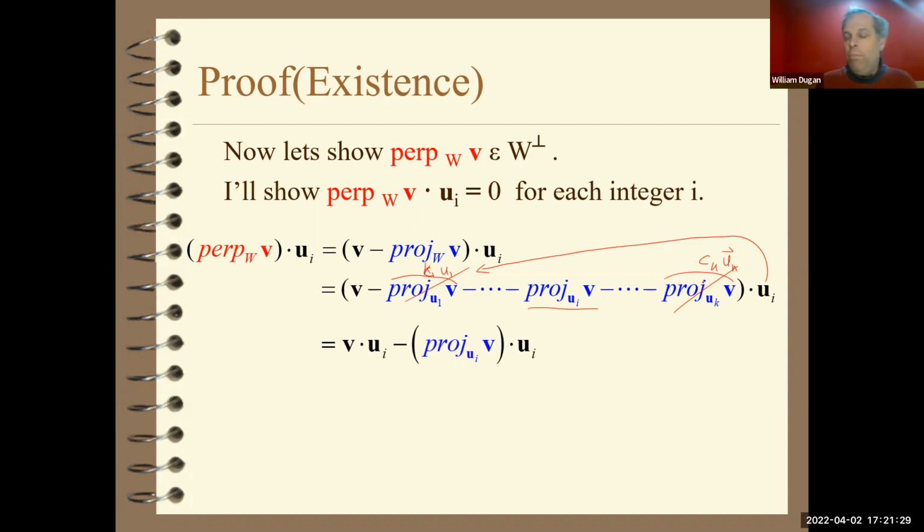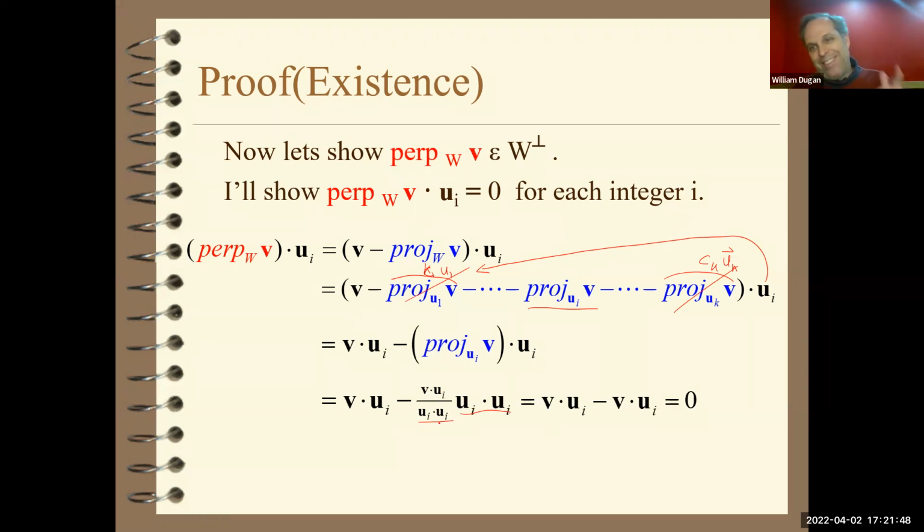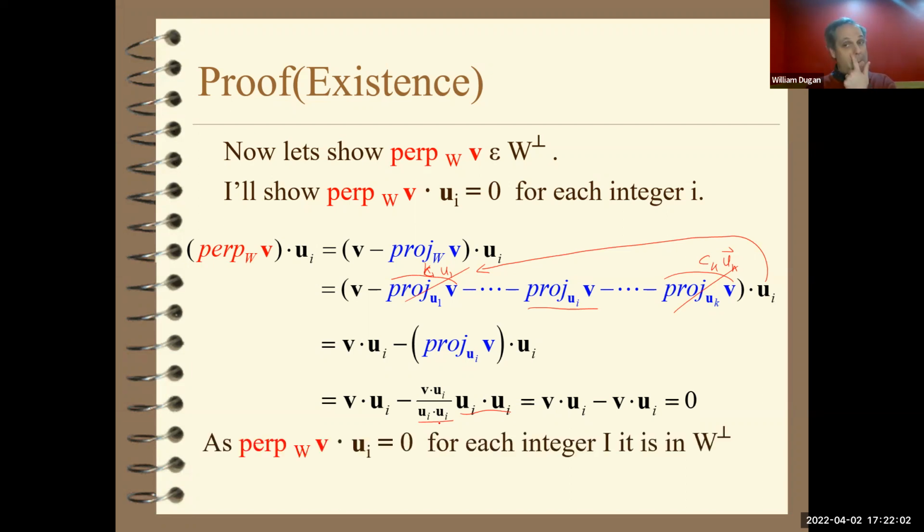But we know a formula. We know the formula for the projection of V upon UI. It's just that. But notice then that you have UI dotted with itself, both being multiplied and being divided. So they cancel, giving you V dotted with UI minus the exact same thing, that's 0. So the perp of V is therefore orthogonal to every single basis vector that defines W. It is therefore, of course, orthogonal to all of W. And that's what I had to show.